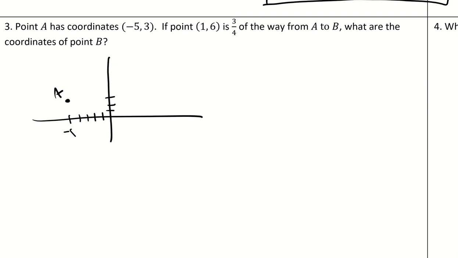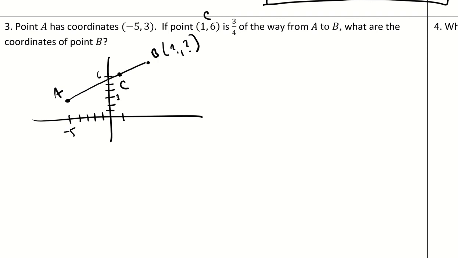That's point A, negative 5 and 3. The point 1, 6 is here. We'll call that point C. And then B. Okay, so the point 1, 6 is 3/4 of the way from A to B, so we don't know where B is, okay? The coordinates of B are unknown at this point. What are the coordinates of point B?